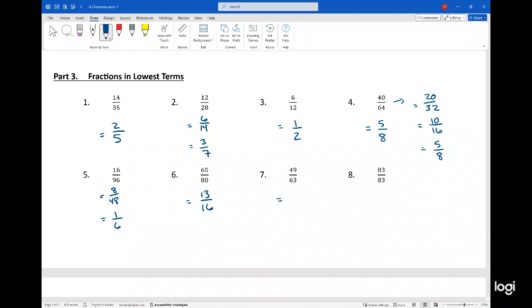49 over 63. Not divisible by 2, 3, or 5, but they are divisible by 7. Divide 49 by 7 to get 7. 63 by 7 to get 9. 7 is prime, so there are no more divisors. And this one, you could check your prime numbers, but I think if you just look at the number closely, you'll see that 83 divided by 83 is just 1. And that's it.